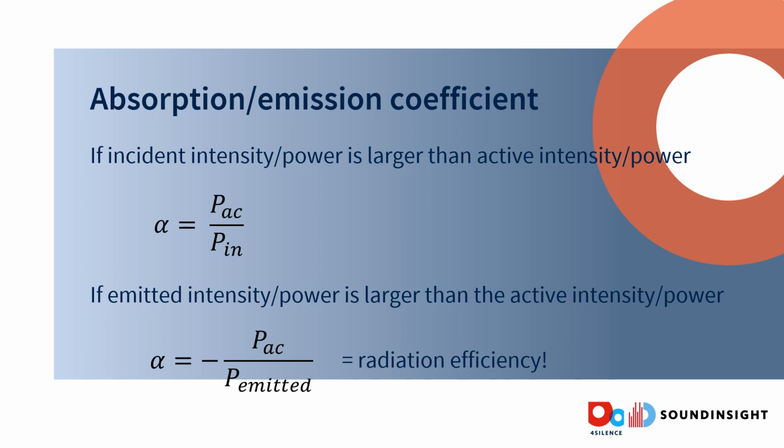And we have actually combined these two absorption and emission coefficients, saying that if the incident intensity or power is larger than the emitted intensity, then we define the absorption coefficient just as the active power divided by the incident power. But if the emitted intensity or power is larger than the incident intensity, then you have negative active intensity, meaning power coming into the cabin, and then we have defined this alpha to be negative. So then it's minus the active intensity divided by the emitted intensity. So this is actually the same as a radiation efficiency.